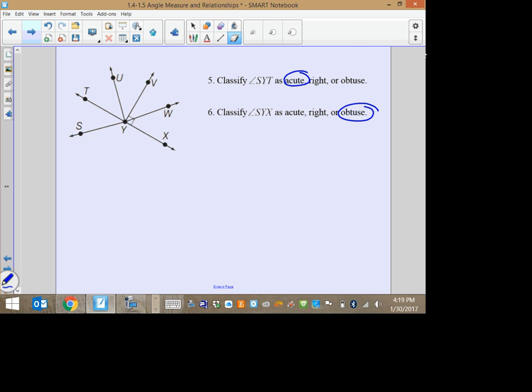Can anyone name a right angle in here? That would be angle VYX because it is marked with the little square in the corner. That is how they describe or notate a right angle in a figure.